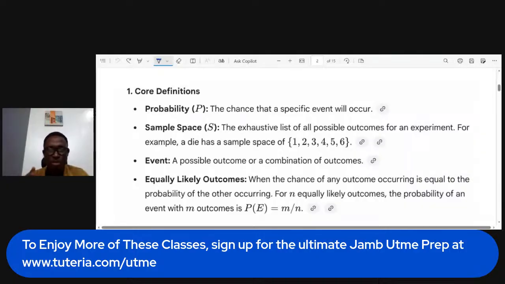So the possible outcomes are what? 6. So the even numbers there are what? 2, 4, and 6. So that makes it what? A total of 3 even numbers. So if you say the probability of getting an even number when you throw a die, it will give you 3 over 6. It can't give you 9 over 6, because the number of even numbers there is not even up to 4. The maximum there is what? 3. And that's why I said it can't be more than 1, because you can't get anything more than all the possible outcomes of that particular experiment.